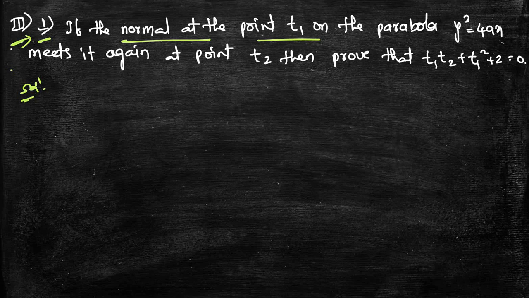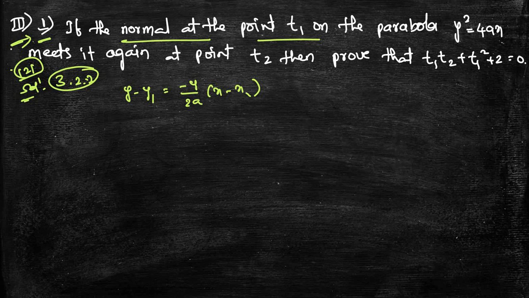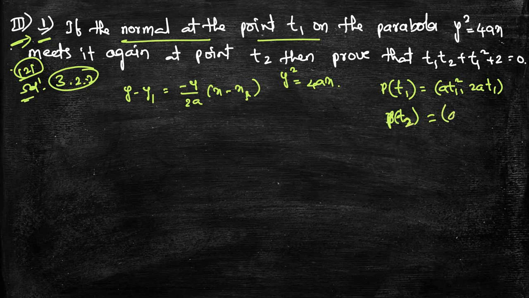You will find on page number 121 of your textbook, there is 3.2.7, a theorem. So here y minus y1 is equal to minus y1 by 2a into x minus x1, the normal to the parabola y square is equal to 4ax at x1, y1. Here the point P1 is a t1 square comma 2a t1, and the point Q, t2, will be a t2 square comma 2a t2.